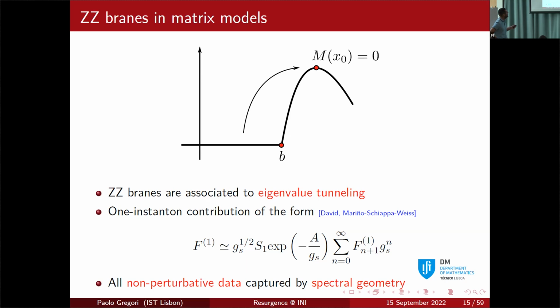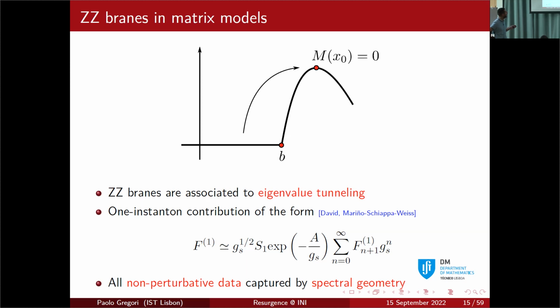For example, I drew here one at x0, which is where the spectral curve is 0, because the spectral curve is a derivative of the effective potential. And what I call ZZ branes, which is terminology borrowed from minimal strings, so it's nothing scary. It's just an eigenvalue tunneling effect in which we let n-1 eigenvalues sit on the perturbative cut, and we just place one eigenvalue on the non-perturbative saddle.